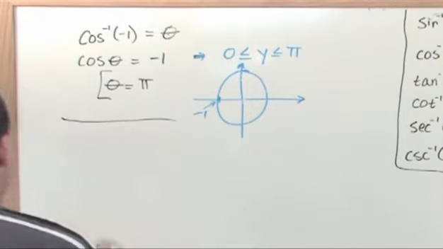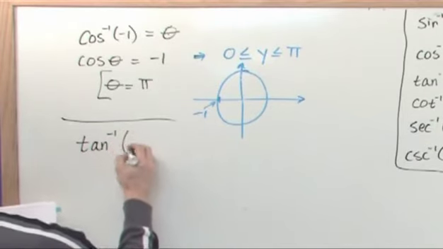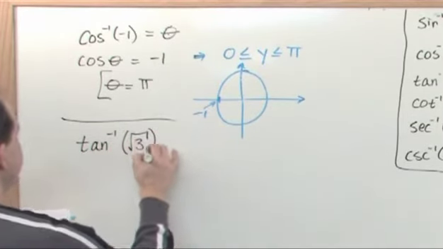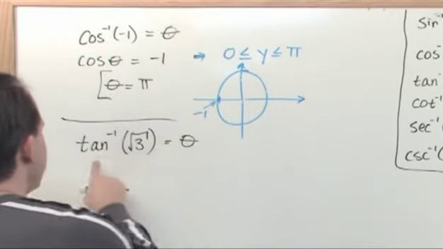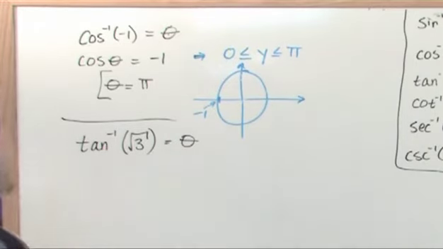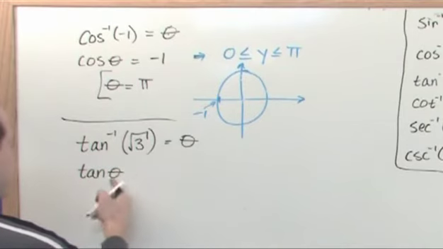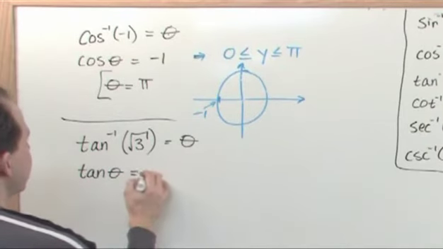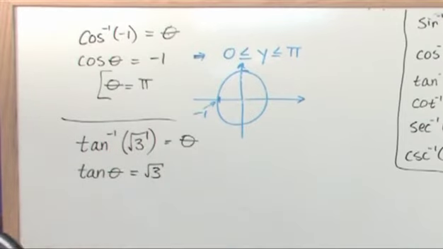We'll get some practice. What if we had the inverse tangent of square root of 3, and you wanted to find what angle this returned? So we're putting a number into the inverse tangent function, and we have to get an angle out. Now, what this means, just rewriting it, is that the tangent of some angle is going to equal square root of 3. That's what this means. Tangent of some angle is going to give me that.